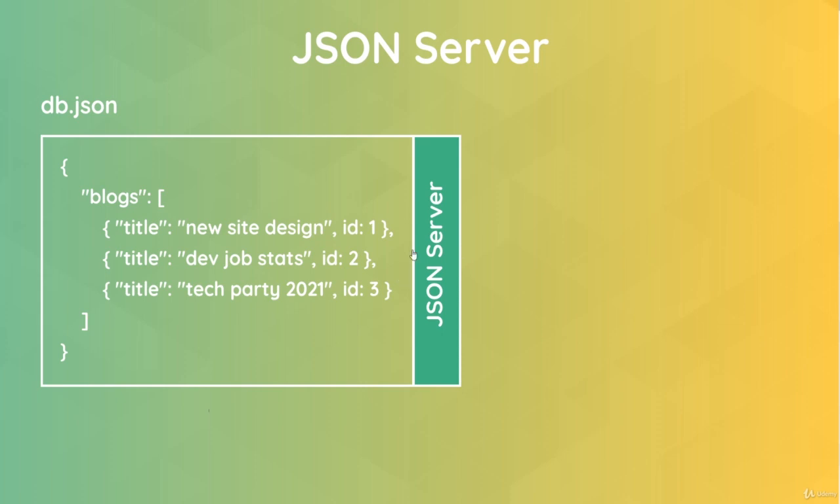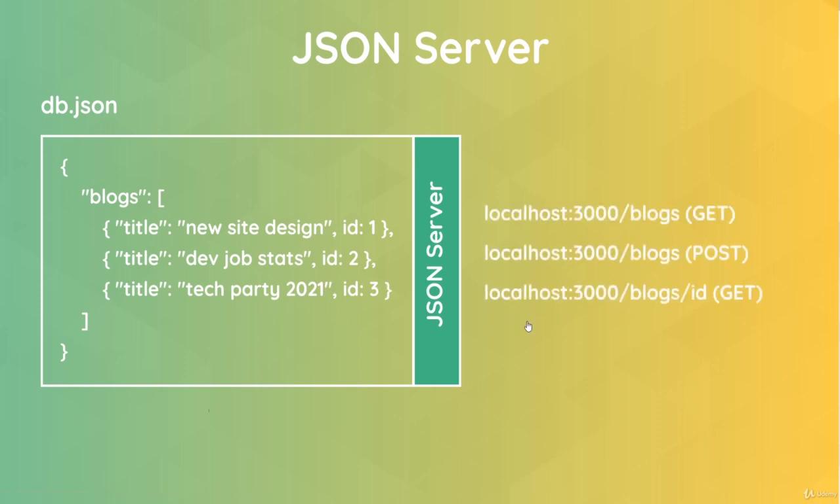So JSON server basically wraps our JSON file with API endpoints, and it gives us these endpoints so we can interact with this data. In this case, it would be /blogs to get all of the data. That would be a GET request. If we wanted to add new data, we'd send a POST request to /blogs. To get a single blog, we'd go to /blogs/ID. So it provides these endpoints and more as well to interact with this data, and then we can do that locally from our Vue components.